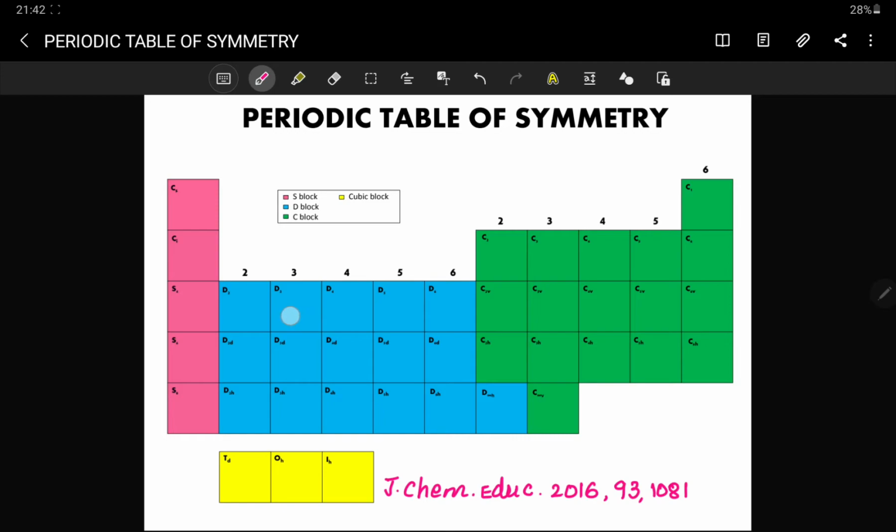Going to the D block, which is given in the blue, it exclusively contains D type of point groups where we find Dn, Dnd and Dnh kind of point groups. Well, coming to the C block, which is given in green, it contains C type of point groups where we find C1, Cn where n can alter, Cnv, Cnh, and we also find an inclusion of C∞v. So even in the case of D block, we find the inclusion of D∞h.